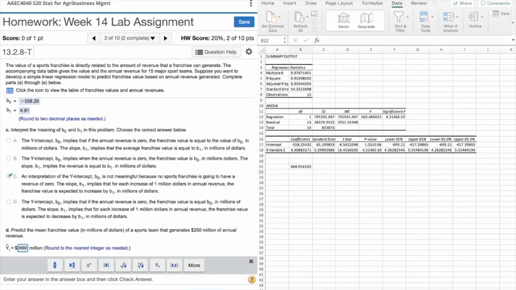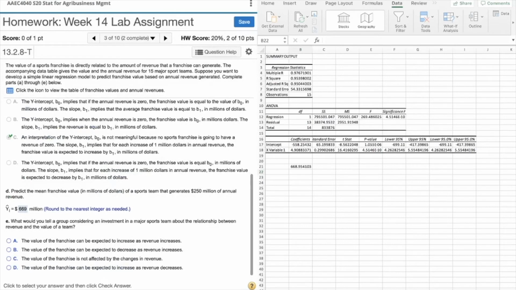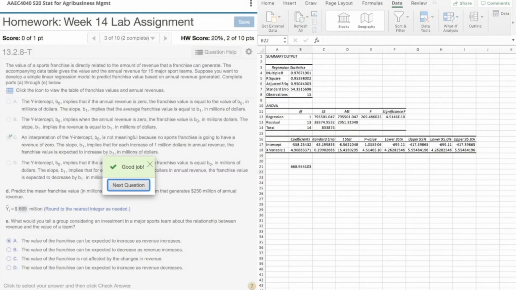We get the answer is 669. And we go to part E. Because B1 is positive, so the value of the franchise can be expected to increase as the revenue increases.